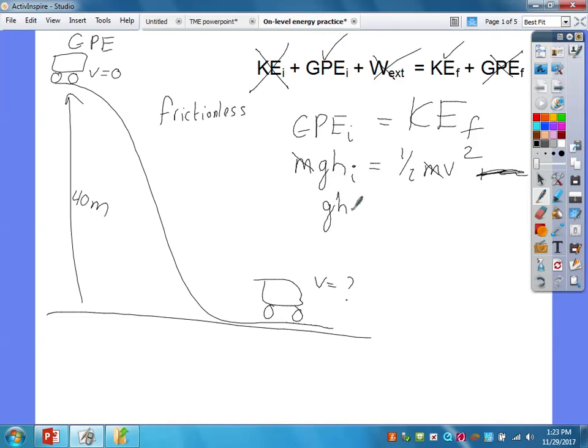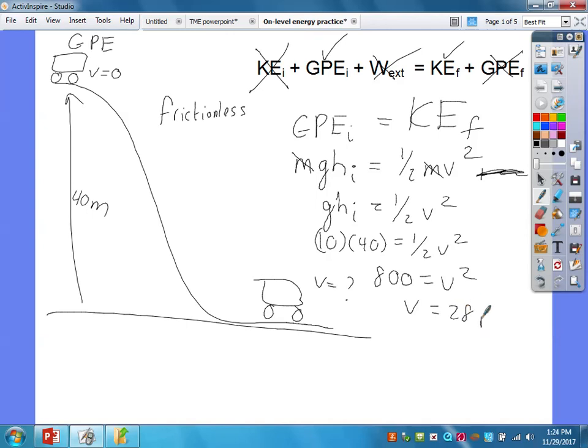So now I'm left with ghi equals 1/2 v squared. I'm going to again use 10. 10 times 40 equals 1/2 times v squared. This would be 800 equals v squared. Let me grab a calculator. The square root of 800 is 28 meters per second. So this object would be going 28 meters per second at the bottom of the ramp.